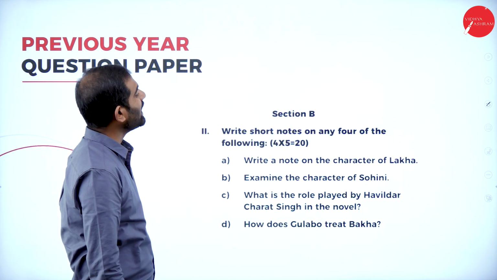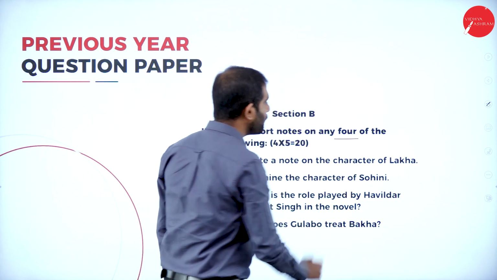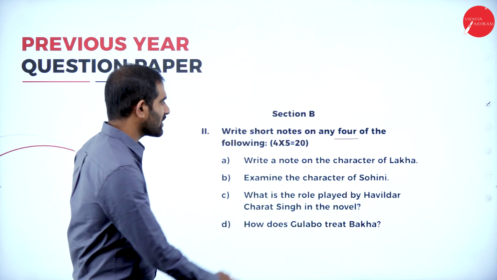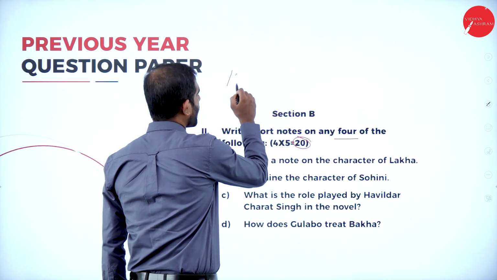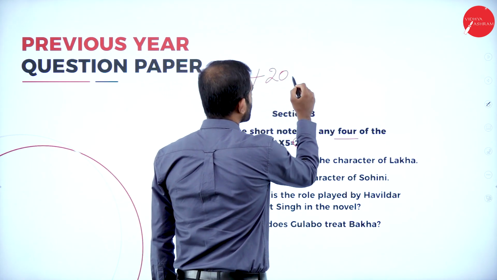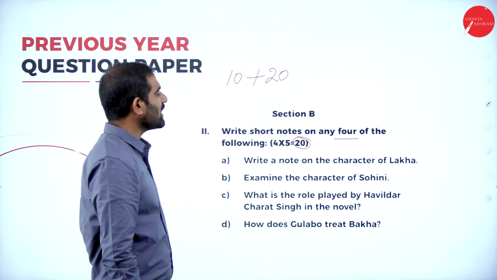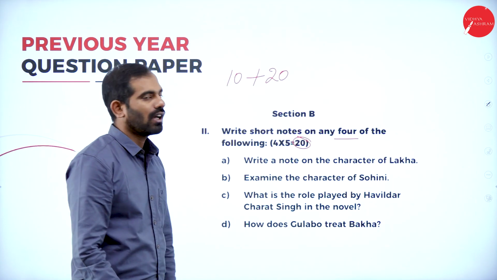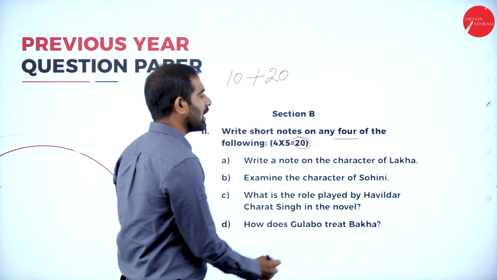Now let us move on to the next section B. Write short notes on any 4, which is very important here, any 4 of the following. So this carries 20 marks. First we are done with 10. Now we are dealing with 20. Write a note on character of Lakha. Now Lakha, who is Lakha?